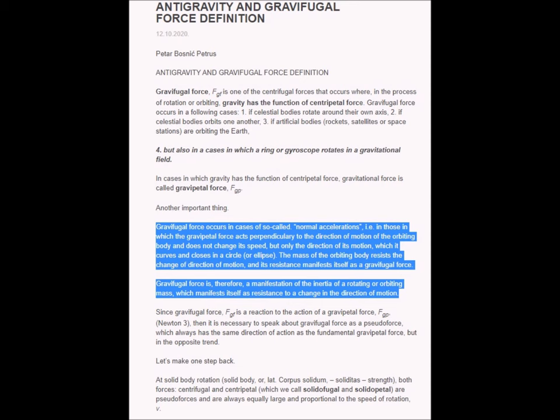He goes on to say that the gravifugal force occurs in cases of so-called normal accelerations. For example, in those in which the gravitational force acts perpendicularly to the direction of motion of the orbiting body and does not change its speed, but only changes the direction of motion, which it curves and closes in a circle or ellipse. The mass of the orbiting body resists the change of direction of motion, and its resistance manifests as the gravifugal force. Gravifugal force is therefore a manifestation of the inertia of a rotating or orbiting mass, which manifests itself as a resistance to the change in the direction of motion.